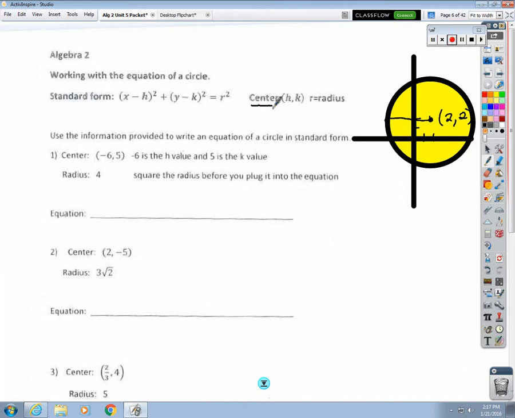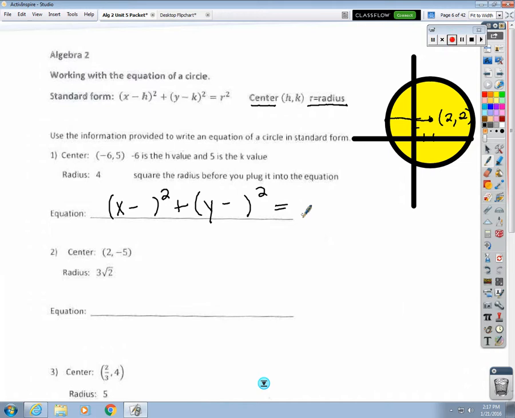We are going to be given 2 pieces of information today. They're going to give you the center of the circle and the radius, and you are going to write the equation of that circle in standard form. I suggest always writing out the equation first. Write out (x minus h) squared plus (y minus k) squared equals r squared. Even though I said x minus h, I didn't actually write the h. Same thing with the y minus k, I didn't write the k. And I also didn't write the r squared.